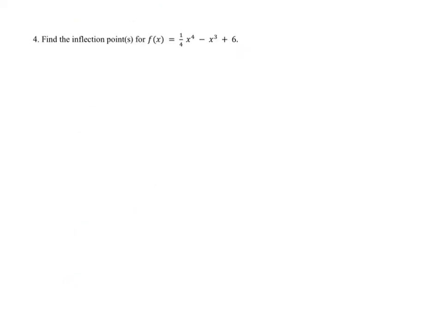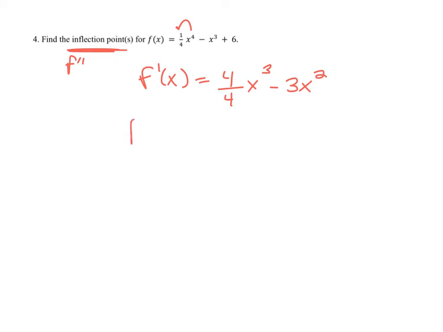Next question says find the inflection point. Inflection point is the second derivative. So what I want to do first is obviously find the first derivative. I'm going to do that by bringing down the 4. So I have 4 over 4, x to the third, because you subtract by a power of 1, minus 3x squared, and that 6 becomes a 0. By the way, this just cancels out to 1. So really I have x cubed minus 3x squared for my first derivative.